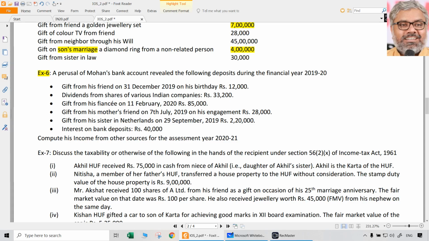Dividends from shares of various Indian companies, not taxable, exempt from tax under section 10(34).